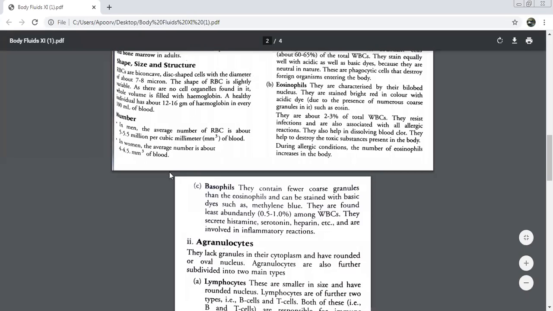And if it is an average healthy girl, woman, then average would be how much? 4 to 4.5. The general perception in society is they become anemic because of loss of blood due to menstrual cycle every month, which is entirely wrong. That is not the factor. The reason is this. See the difference, 5 to 5.5, and here it is 4 to 4.5.